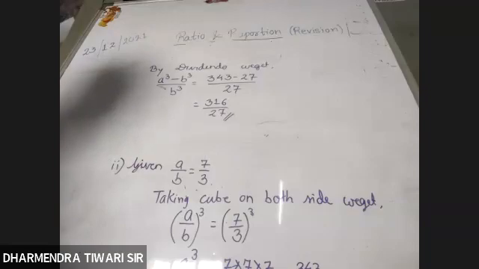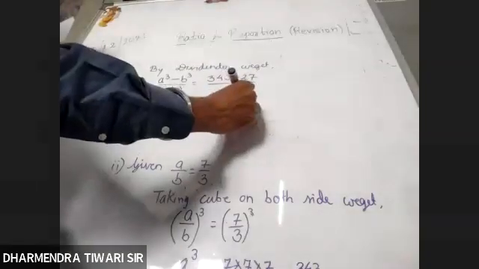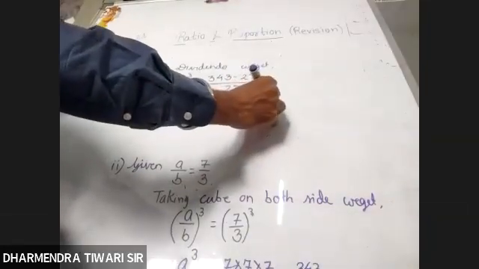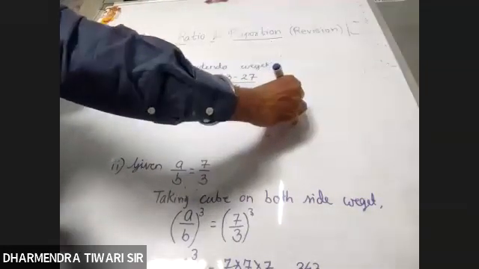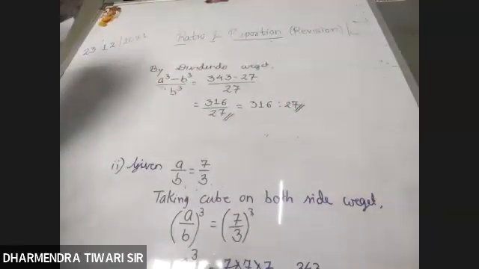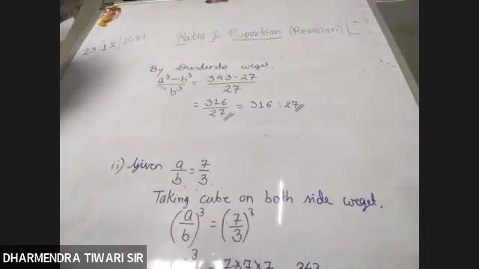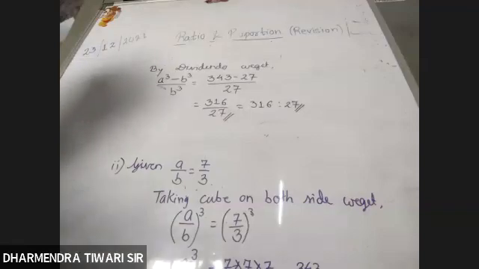Hope you have understood this. And after getting it in the form of division, just write it in the form of a ratio. 316 ratio to 27. This is our answer. Now let's move to question number 2. Hope you have understood this.